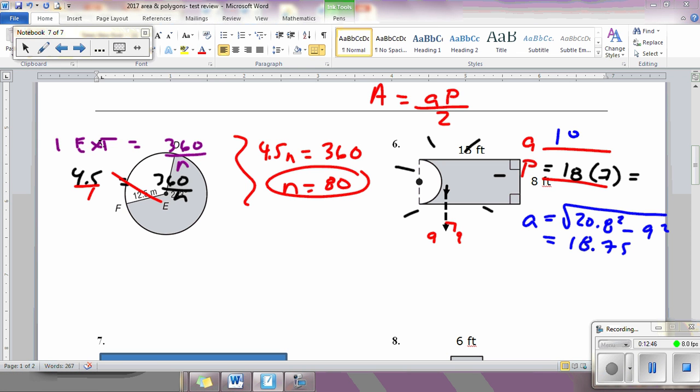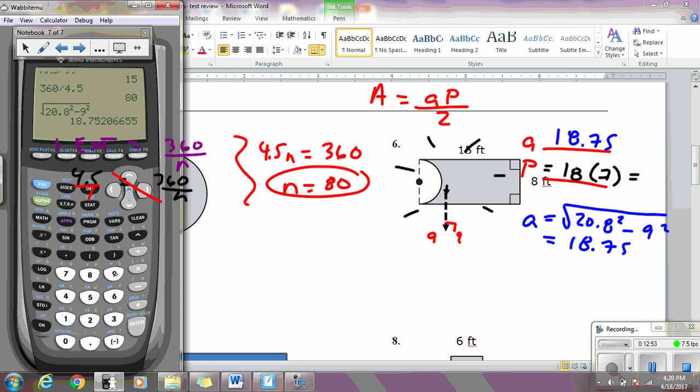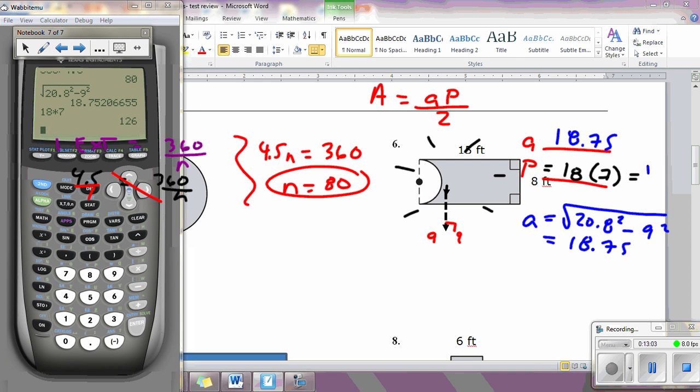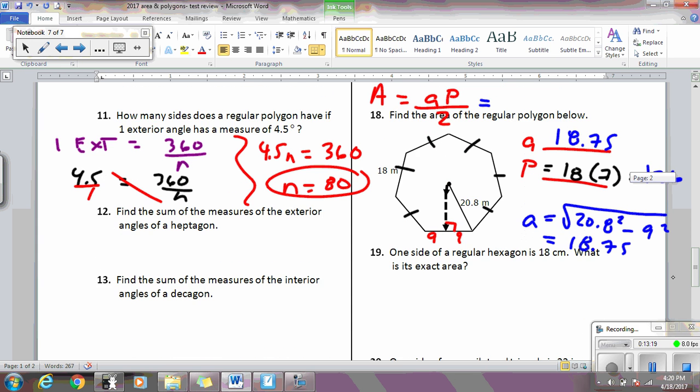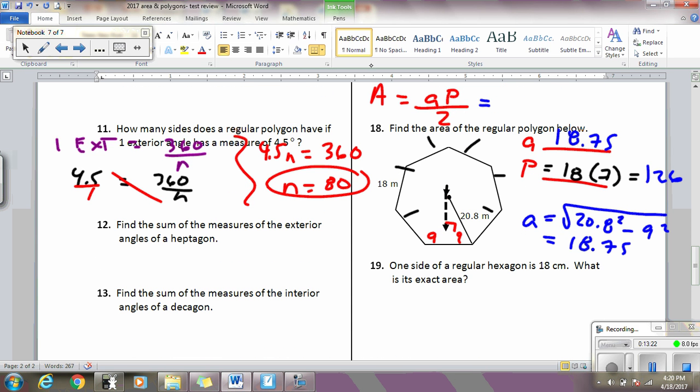Okay, so now I have my apothem. My perimeter is 18 times 7, 126. So now back to my area. So, wow, wrong. My page scrolled up behind me. Nobody told me. Boom. That's pretty close. All right.